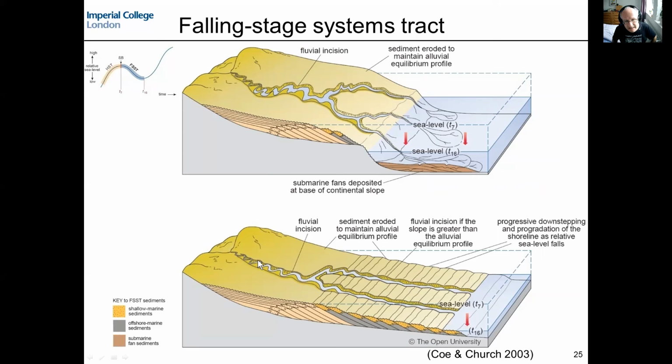So what do we see in here? Well, again, we see rivers cutting valleys. We see the shoreline moving a long way into the basin, potentially also accumulating quite thin units which have a very large extent from up dip landward to down dip basinward, with valleys cut into the top of them.